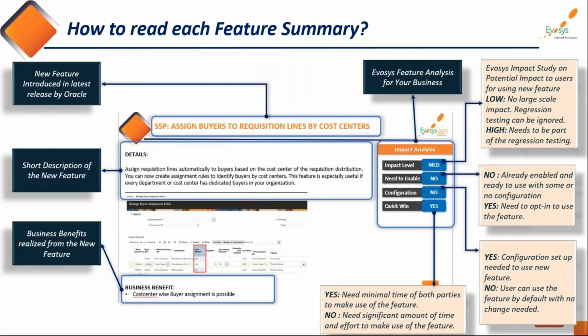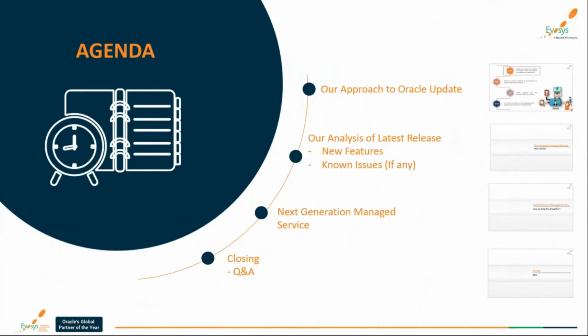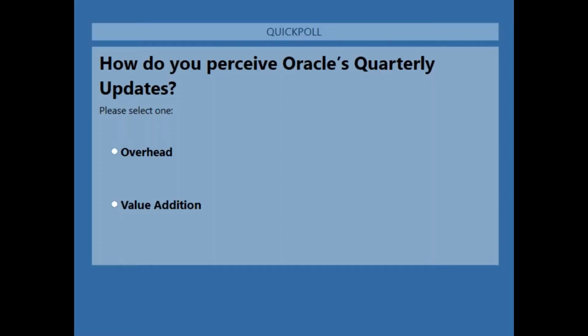So just before handing over to Path, what I wanted to do is just run a very quick poll with you all today. It's a question that we like to ask, and it's around how you perceive Oracle's quarterly updates. So you should see on your screen now a quick poll screen, and if you could answer the question with whether you see the quarterly update as an overhead, or actually whether you see it as a value add.